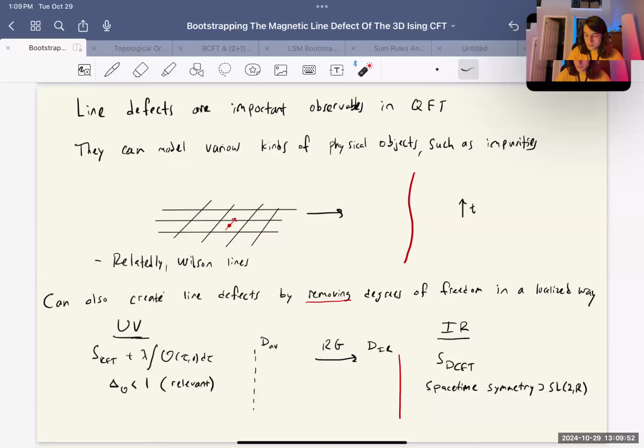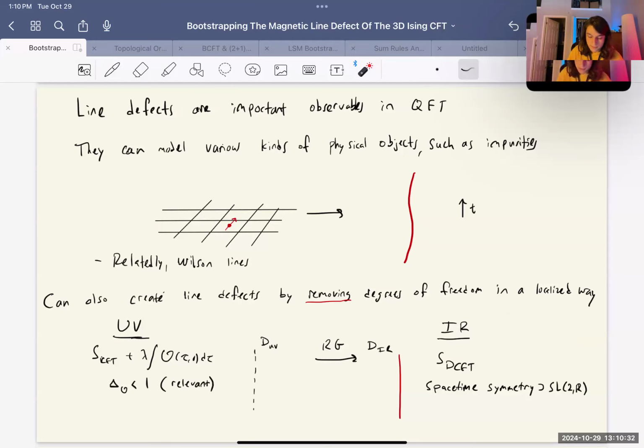And so in the IR, what I'm going to assume is that the fixed point is what we'll call a defect conformal field theory. A defect conformal field theory is a scenario in which the bulk conformal symmetry, which is SO(D+1,1) in Euclidean space, gets broken down to some subgroup, and usually it's natural to choose a subgroup to reflect basically the symmetry of the defect itself.